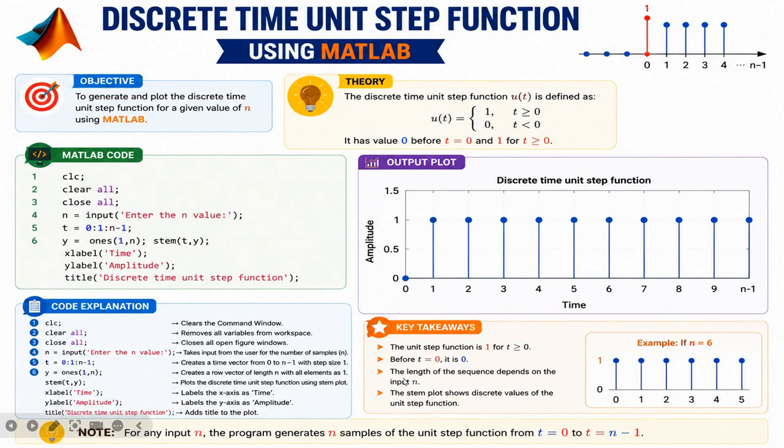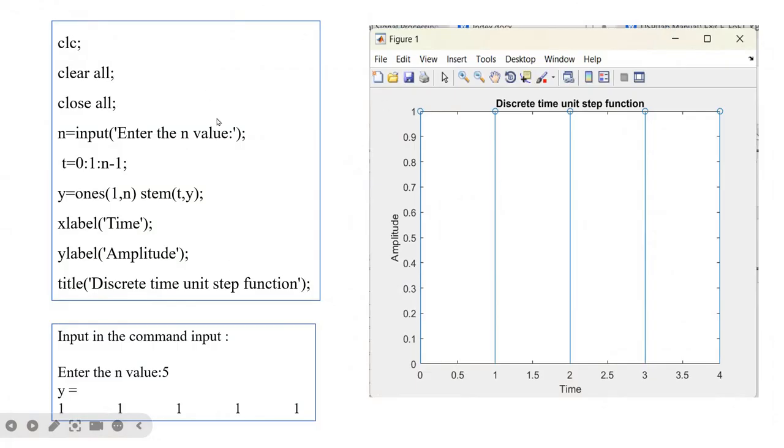So here these are the key takeaways. The length of the signal sequence depends on the input n here. Okay, because we have to enter the value of n, and this is the stem plot for n is equal to 6. If we enter n is equal to 6, we'll get 6 samples from 0 to 5. That is 1, 2, 3, 4, 5, and 6. Okay. Now this is the program for entering the value of n.